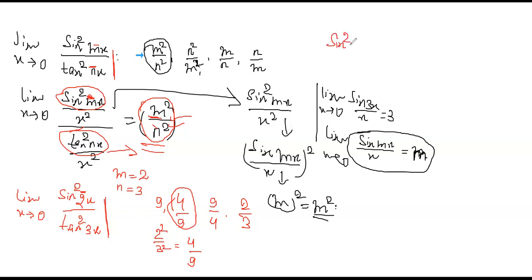The question is sine square mx by tan square nx. What is this answer? m square by n square? Why is it m square over n square? I have explained here, this part. Again, I should explain? Yeah, can you explain it again? Okay, no problem. I'll explain properly.